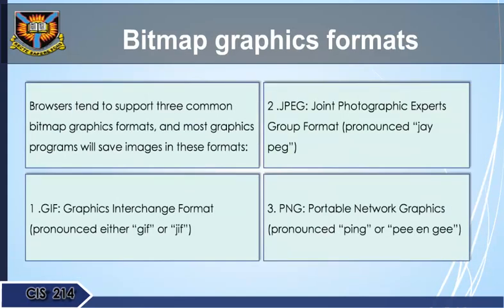Bitmap graphics format. Browsers tend to support 3 common bitmap graphics formats, and most graphics programs will save images in this format. 1. GIF, Graphics Interchange Format, pronounced either GIF or GIF. 2. JPEG, Joint Photographic Expert Group Format, pronounced JPEG. 3. PNG, Portable Network Graphics, pronounced PNG or PNG.